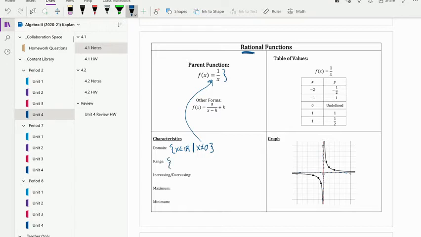For the range, it's the same idea. y is in all real numbers such that y does not equal 0, and that's because of this imaginary line here. We're going to get closer and closer to it, but we're never actually going to touch it. We're never going to achieve 0. Okay, so increasing, decreasing. This one's a little bit funny, but if you read from left to right, we're decreasing here. And even though we go up here, we're actually still decreasing here. So this is constantly decreasing, and there is no maximum or minimum.